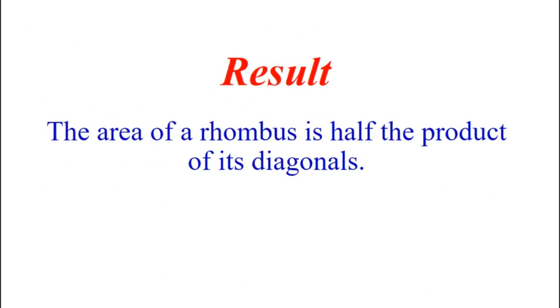So, we got the result. The area of a rhombus is half the product of its diagonals.